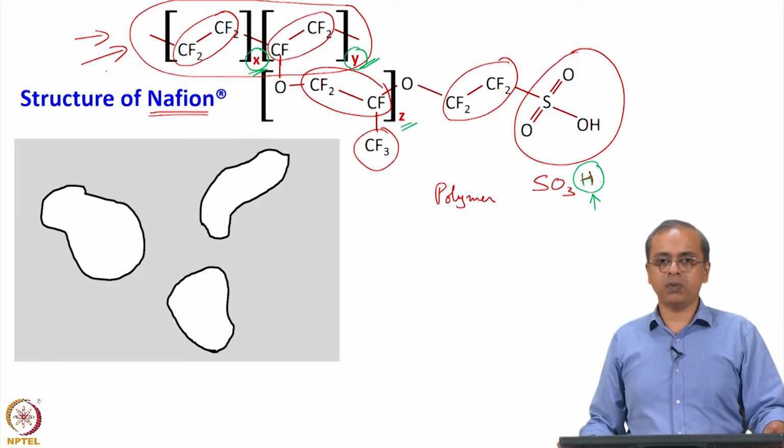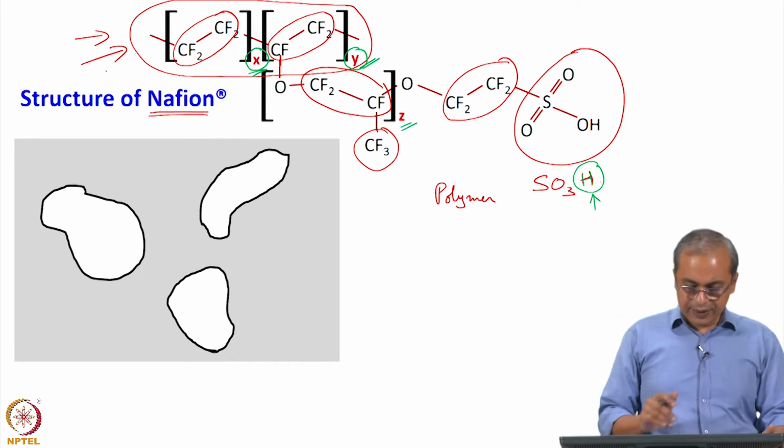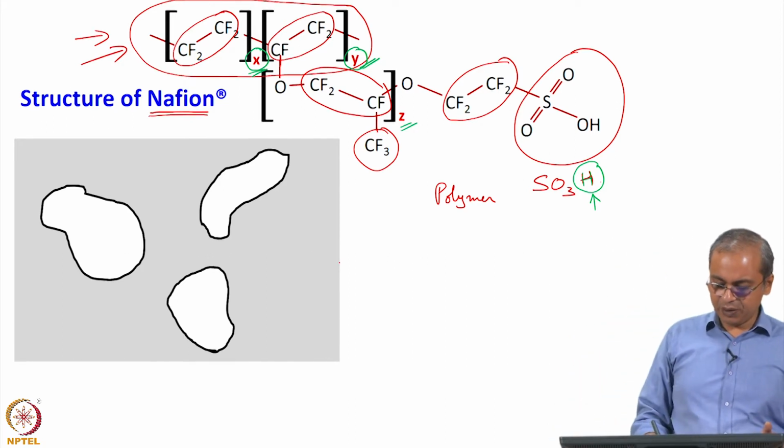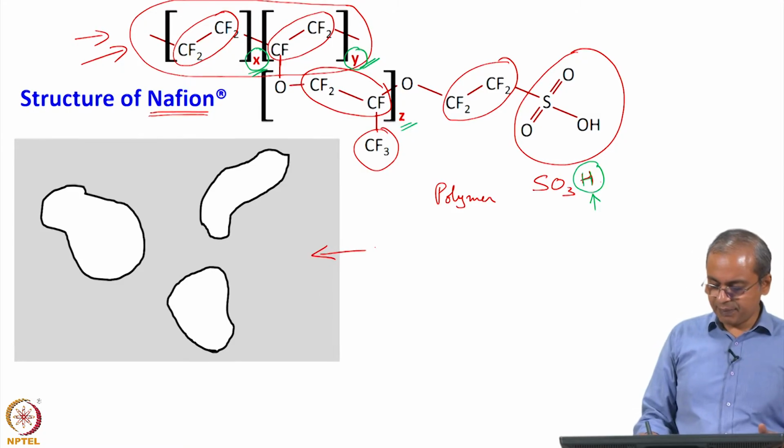So, the property of this polymer is very unique in terms of what it can do. Within this polymer, this is like a magnified schematic, a magnified view of that polymer. What you see is this is the area where the backbone exists.